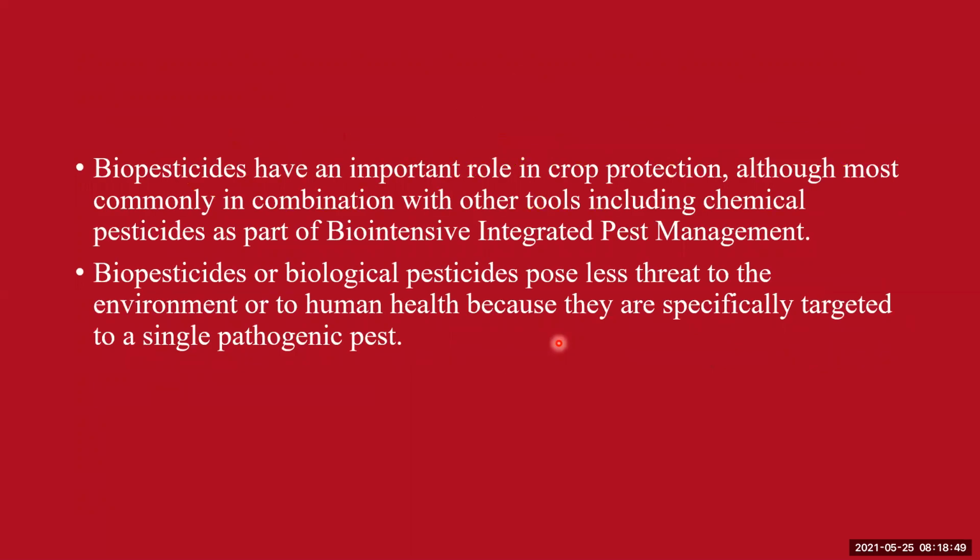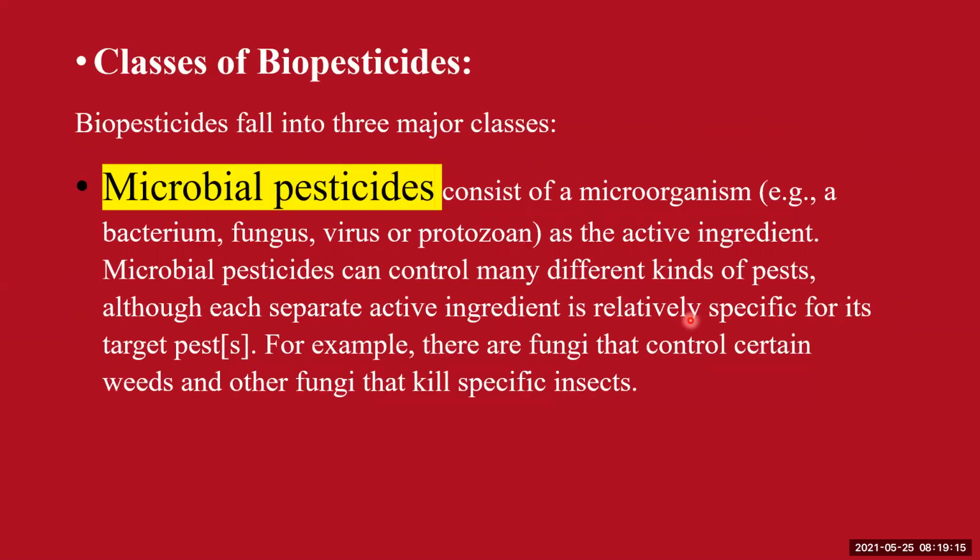Now, biopesticides play an important role in crop protection, although they are used most commonly along with chemical pesticides as a part of bio-intensive integrated pest management. But biopesticides, or biological pesticides, pose less threat to the environment. They do not pose any threat to the environment. They are not hazardous to human beings, and they are specifically targeted to the single pathogenic pest.